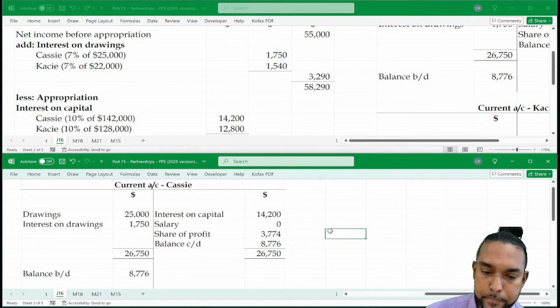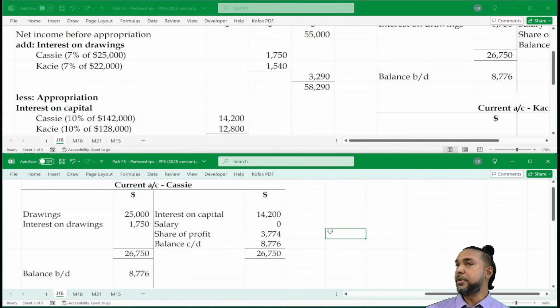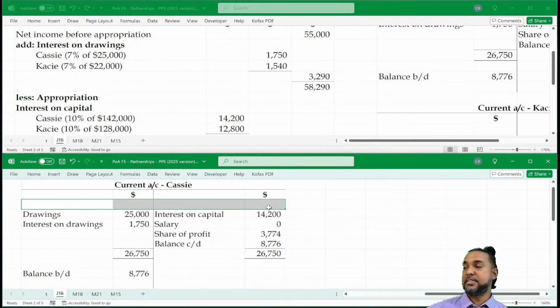Okay. In class, people, have you any questions on the current account layout? As you can see, there's only about 5 items that go inside of it, maybe 6 if you count the balance. And yes, you can have an opening balance, but again, because Cassie and Casey just started their partnership, there will be no opening balance.